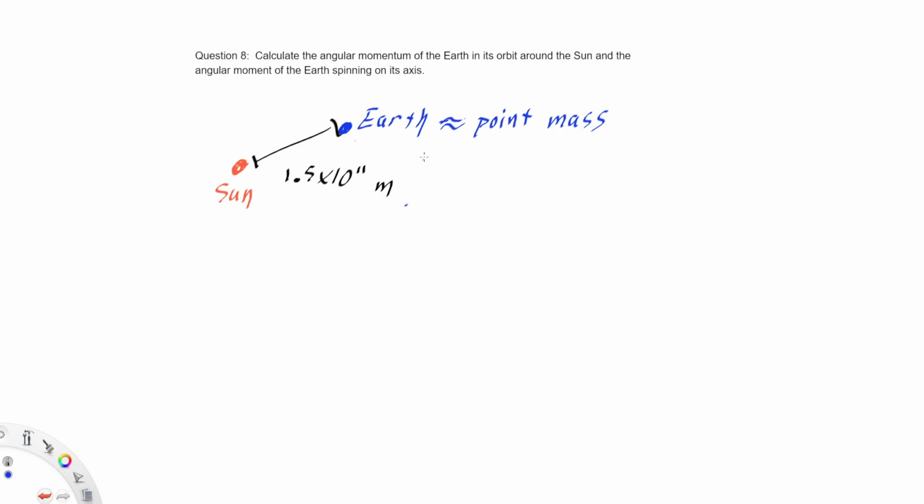All right. So what is the angular speed of the Earth about the Sun? How do we even figure out the angular speed of the Earth around the Sun? Well, we know that the Earth makes one rotation per year around the Sun.